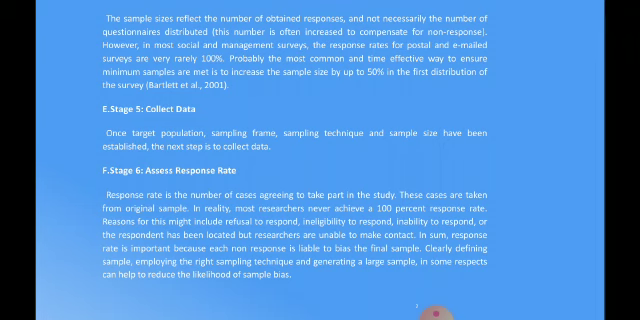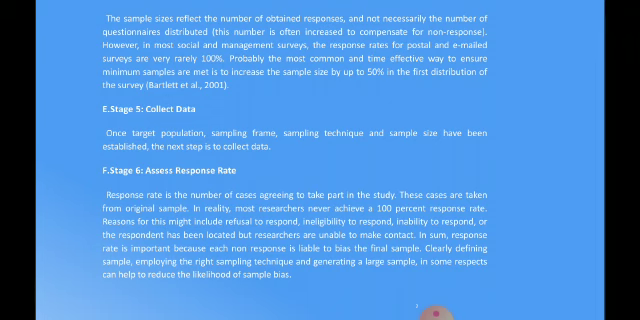Stage 5. Collect data. Once the target population, sampling frame, sampling technique, and sample size have been established, the next step is to collect data. Stage 6. Assess response rate. A response rate is the number of cases agreeing to take part in the study. These cases are taken from the original sample.